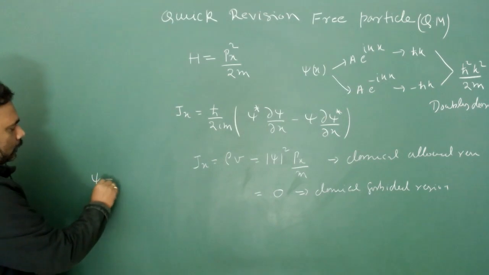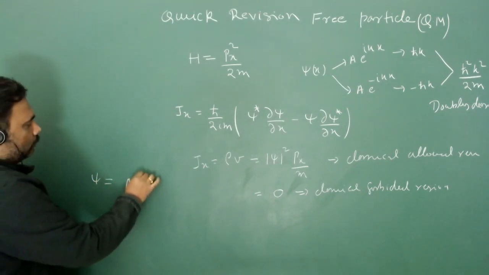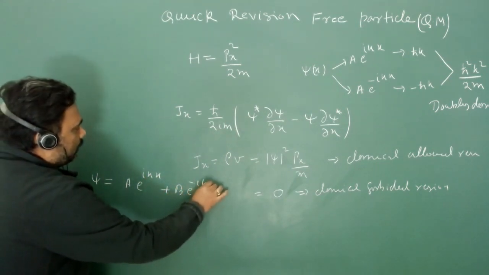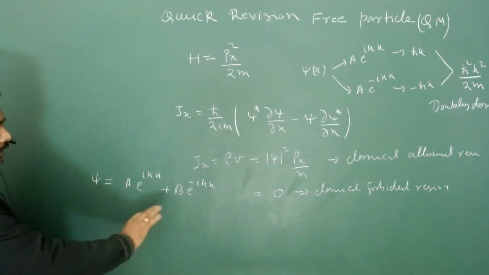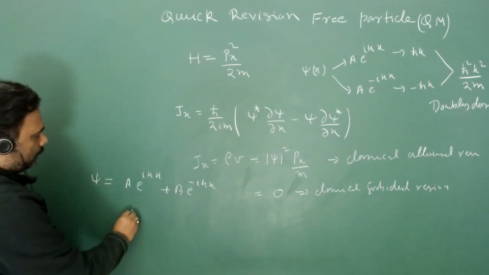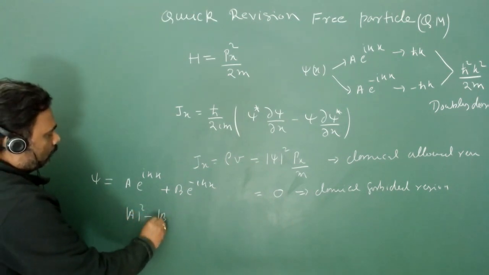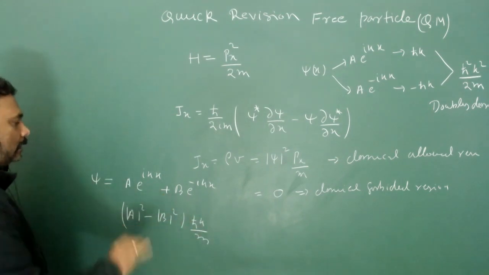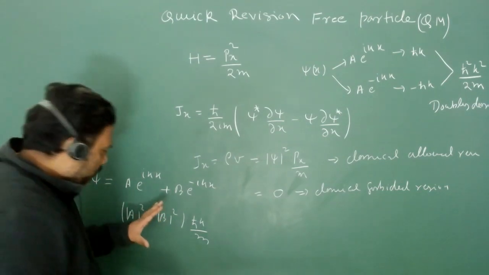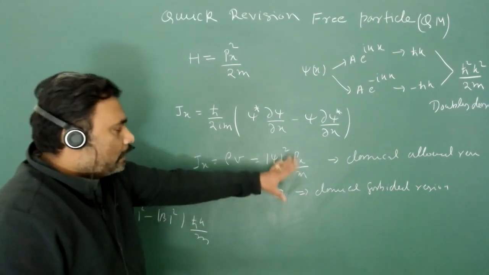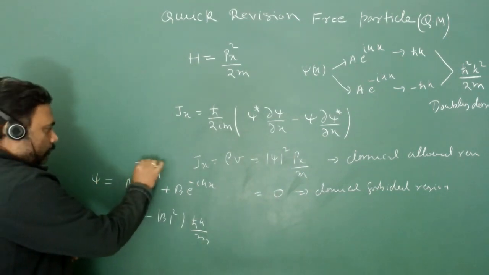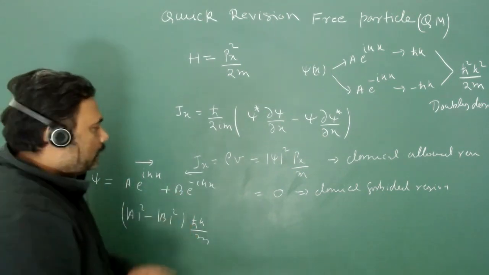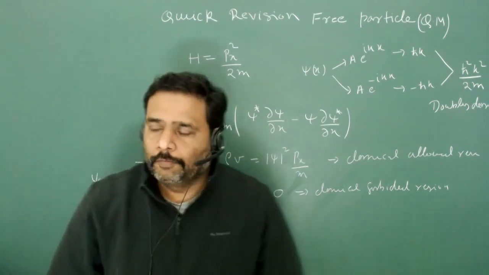Suppose there is a superposition of waves, something like A e to the power ikx plus B e to the power minus ikx, and the particle has mass m. Then the associated current density is mod A square minus mod B square, times h cut k upon m. You should always keep in mind that this current density is associated with the momentum of the particle. This tells you the incoming momentum, and this tells you the outgoing momentum. So you should remember this formula also.